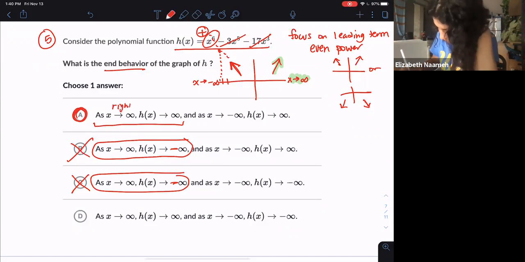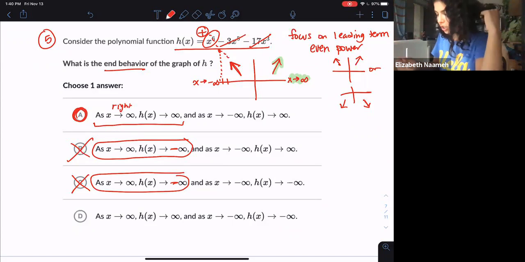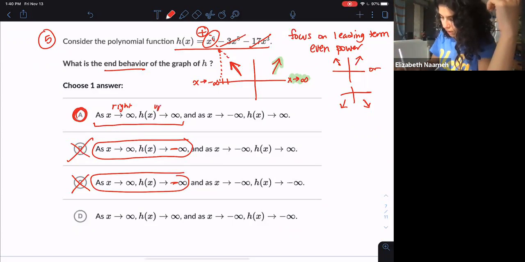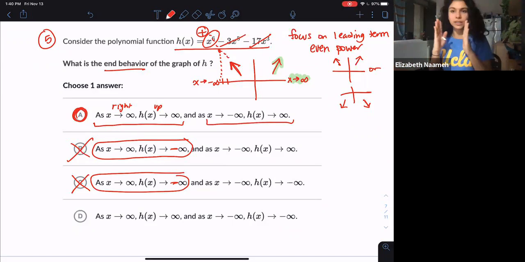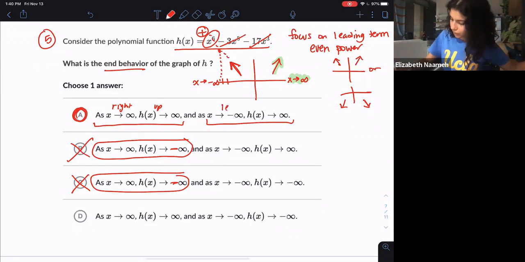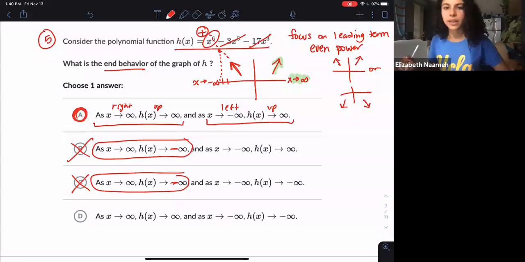If I were to break this down, x approaches positive infinity means on the right side. X is very, very large. Our graph is going up. And as x approaches negative infinity, that's on the left, this is saying the graph is also going up on both sides.